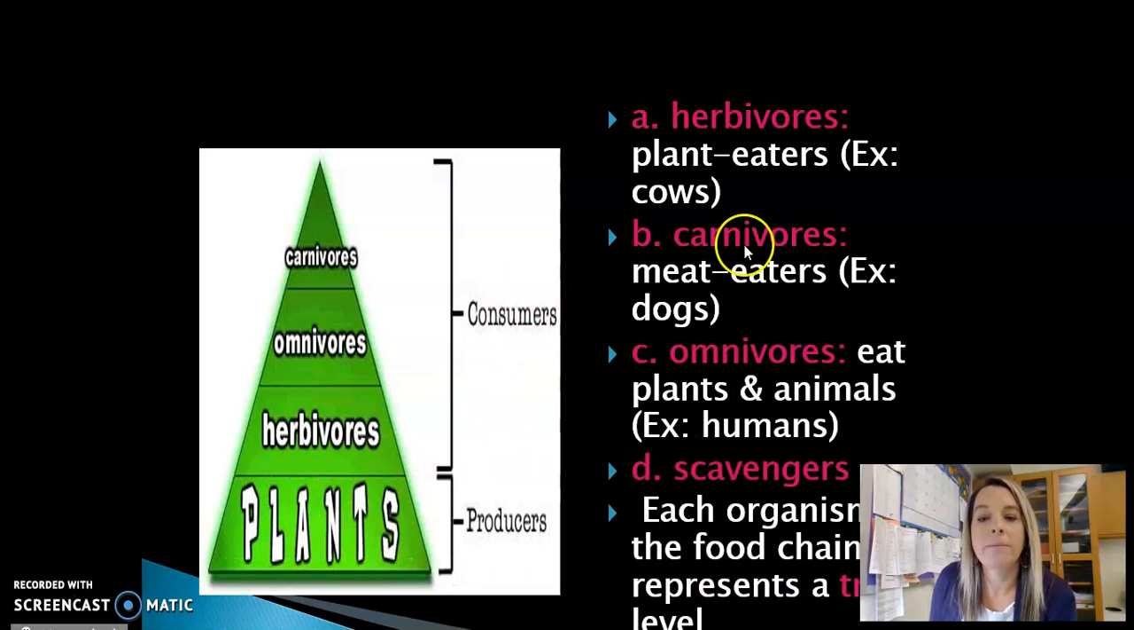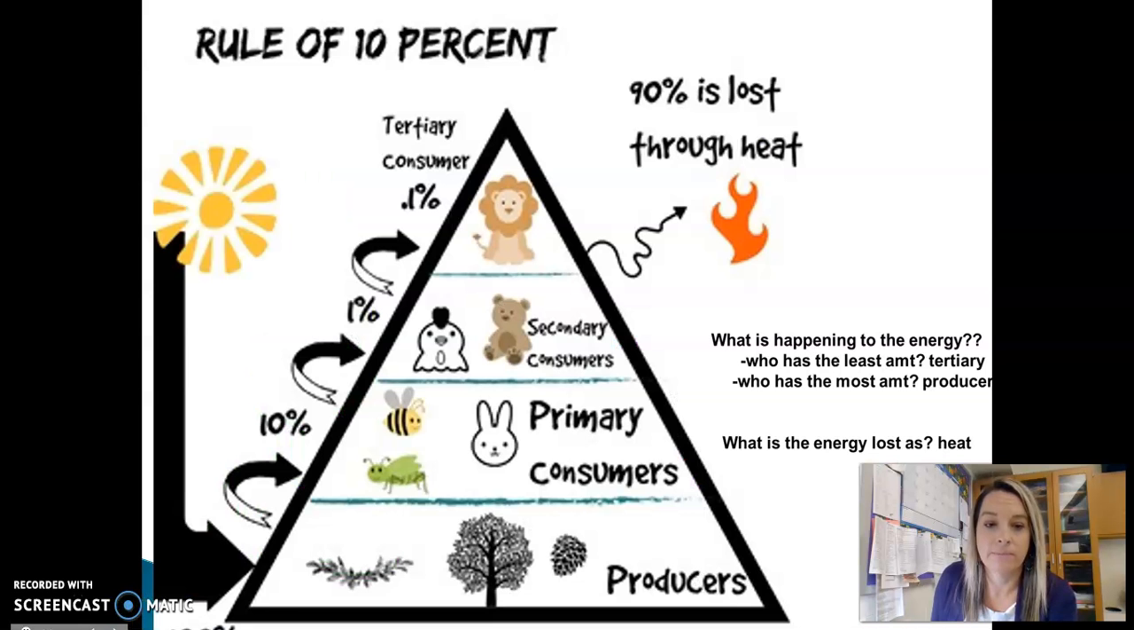Remember, your carnivores eat meat, your herbivores eat plants, and then your omnivores eat anything. So this all goes then down to this little thing called an energy pyramid, which I'm going to make a quick separate video for.